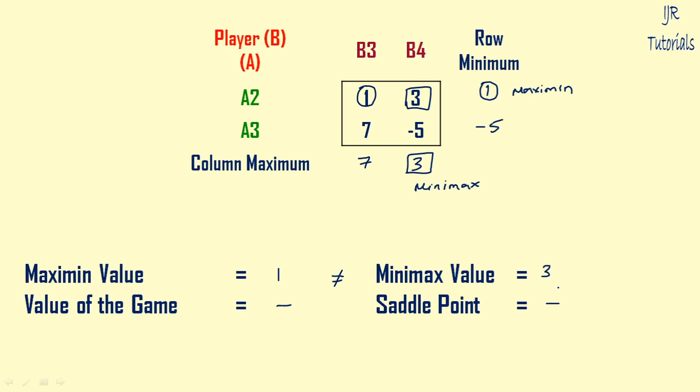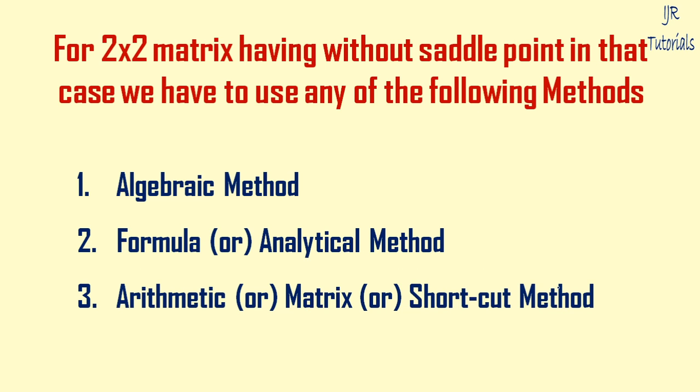Whenever the matrix becomes 2 by 2 without a saddle point, we have to use any of the following methods: algebraic method, formula method, or arithmetic method. Our particular lecture is about the algebraic method. Let us see how to use the algebraic method for this particular problem.